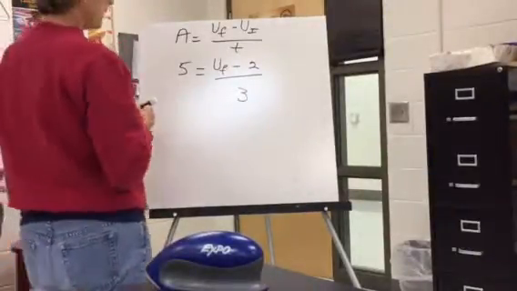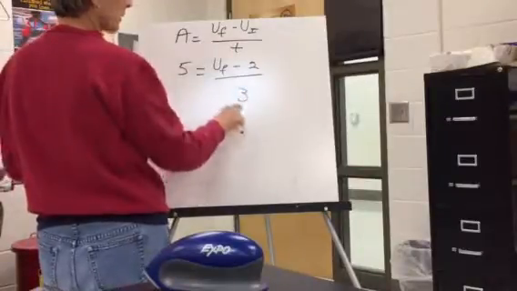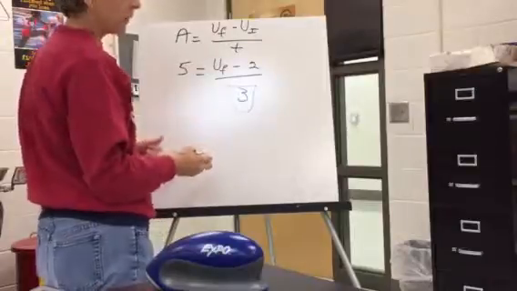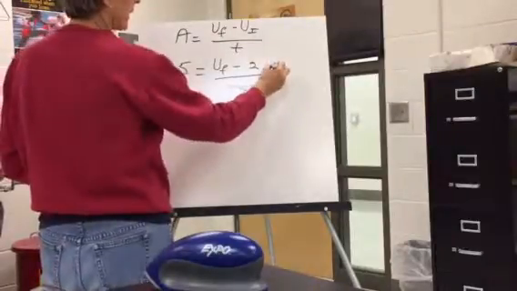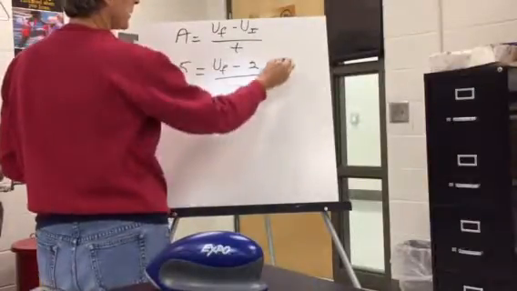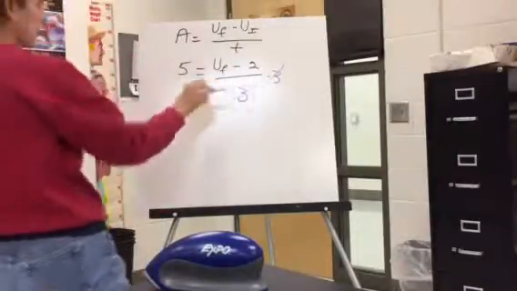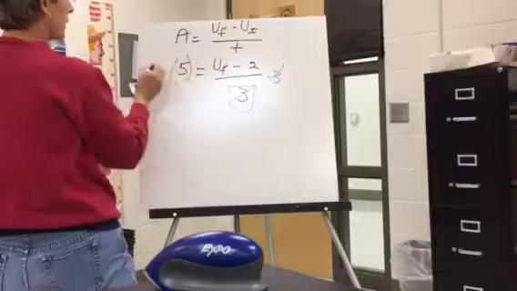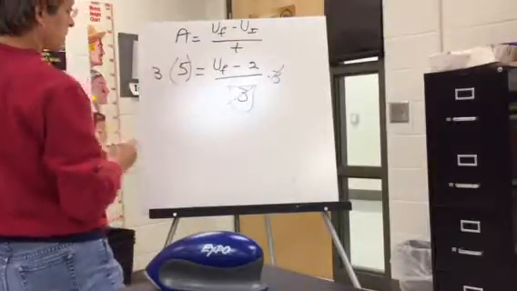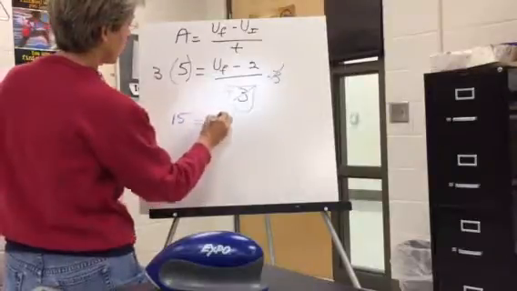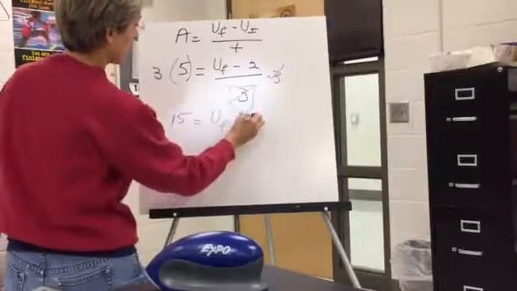Now what we're going to do first here is take care of this. We always start here, always. To get rid of that, I'm going to multiply this by 3. These cancel out. Whatever I do over here, I have to do over here. So now we have something that looks like this: 15 is equal to VF minus 2.